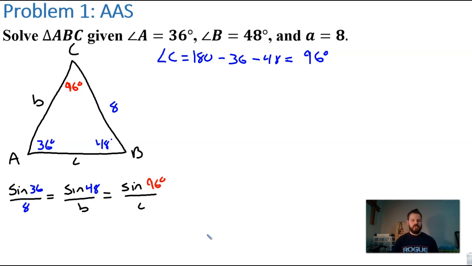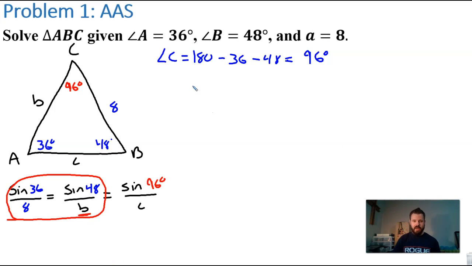What I have here is an equation that I can solve for missing parts. The trick is I want to pick 2 out of these 3 fractions to work with, so that I only have 1 variable in it. For example, if I set up sine of 48 over b is equal to sine of 96 over c, that equation has 2 variables. I couldn't solve for either b or c. What I'm going to do is use the a part, and I could go for either b or c with it. We'll go with the b first. I'm going to set up this equation because then I can get the b by itself and solve for b.